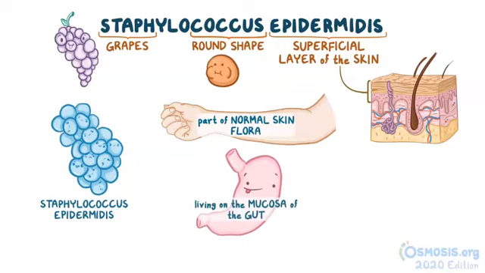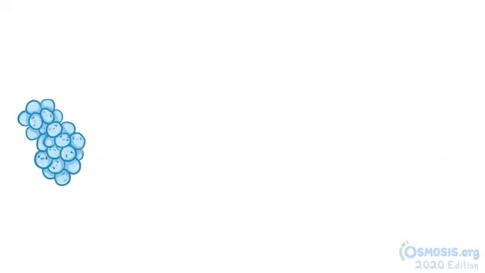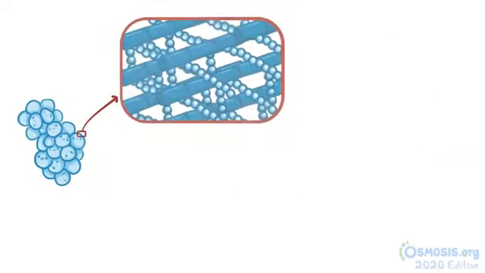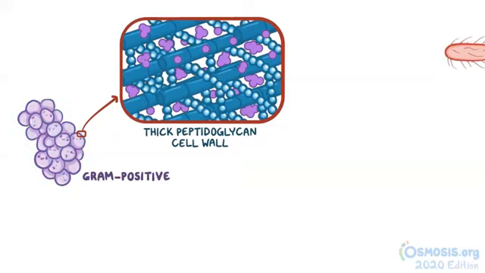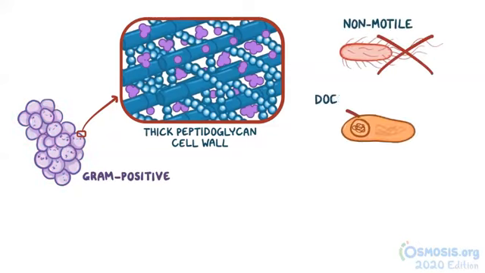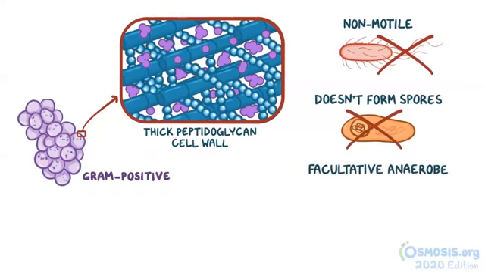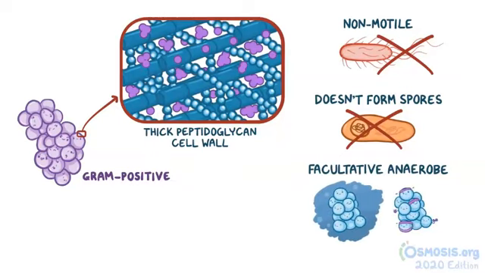of the gut. Now, let's start with a little bit of microbe anatomy and physiology. Staph epidermidis has a thick peptidoglycan cell wall, which takes in purple dye when gram-stained. So, this is a gram-positive bacteria. It's non-motile and doesn't form spores. And also, it's a facultative anaerobe, meaning that it can survive in both aerobic and anaerobic environments.